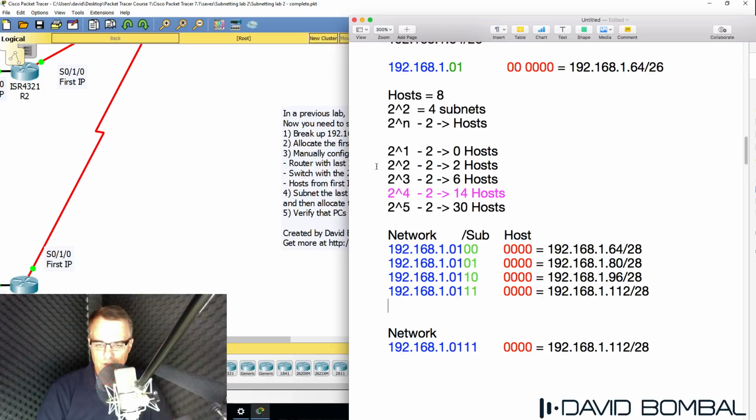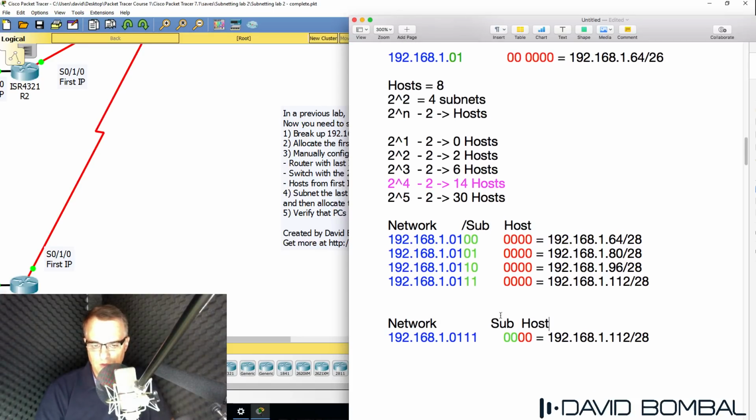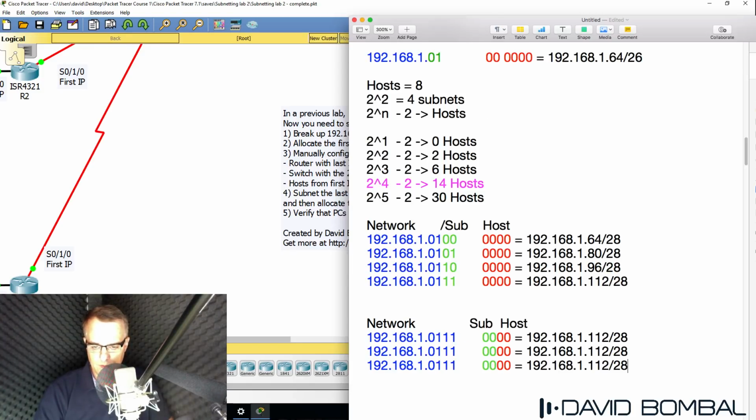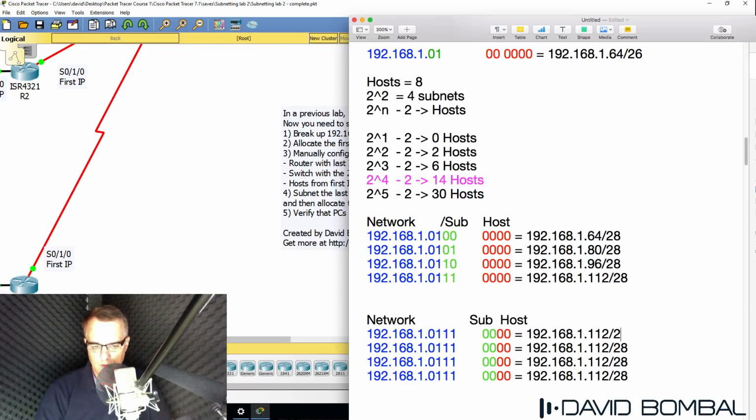The reason why we use slash 30 is 2 to the power of 2 minus 2 gives us 2 hosts. A WAN link, such as a serial link, only requires 2 IP addresses, one on each side of the link. So we can steal 2 bits here for the subnet portion. This would be our new subnet, and our host portion would only consist of 2 bits. So that would be the first network. It's a slash 30 mask now.